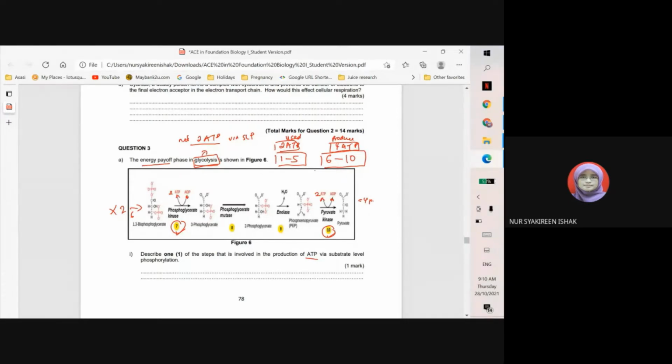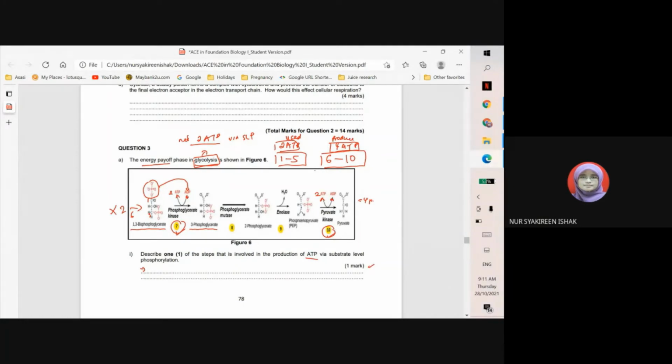So if you are choosing to explain step 7, you just tengok balik apa reaction yang berlaku. Step 7 involves 1,3-bisphosphoglycerate releasing one of its phosphate groups, carbon number 1 and also carbon number 3. The phosphate group at carbon number 1 will be released and transferred to ADP to form ATP. Itu je jawapan dia. And then 1,3-bisphosphoglycerate is converted into 3-phosphoglycerate. Kalau itu untuk satu markah lah.